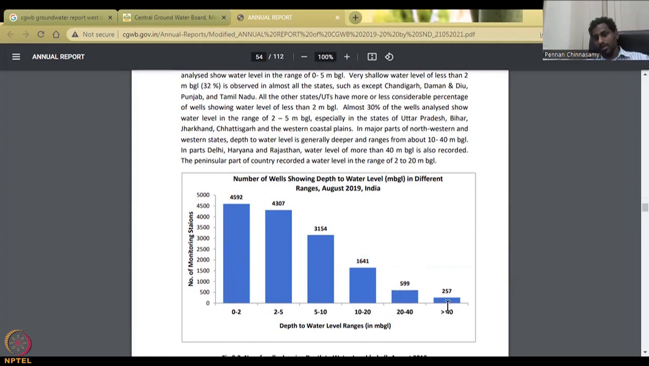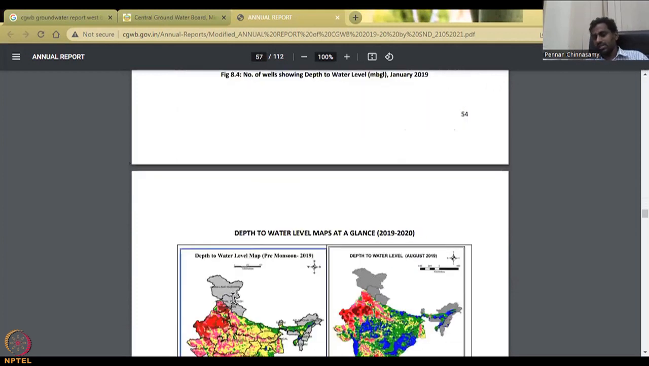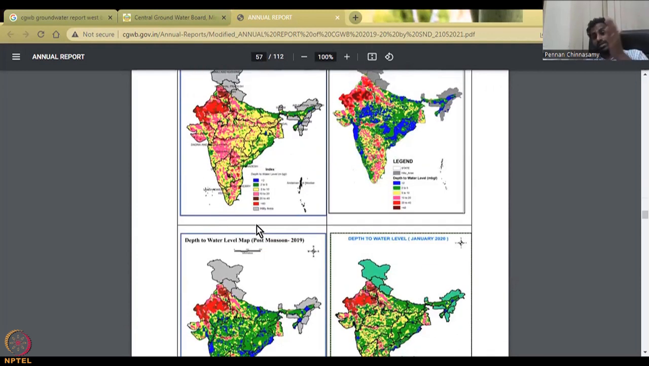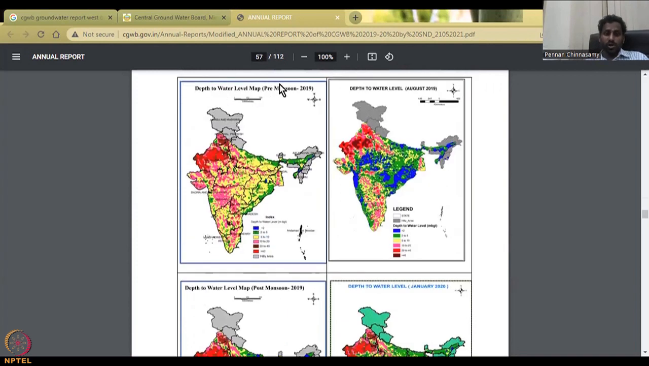For example, the total wells are around 15,000. And then how much of them are 0 to 2 meters below the ground, those kind of different statistics they grade. This is the important map which I would like to show, the four maps, the four seasons that they collect, right? So depth to water level pre-monsoon, depth to water level peak of monsoon, and then depth to water level post-monsoon. So sometimes May, August, October, I would say that is 4 months, and then depth to water level January. The pre-monsoon and post-monsoon depends on the monsoon calendar and also depends on the need for data.